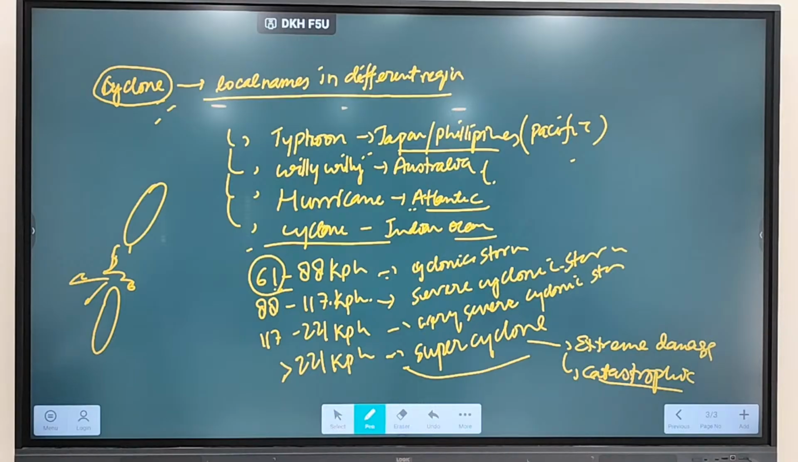Fine. So these are the local names that are given to the cyclones. Typhoon in Japan and Philippines, Willy Willy in Australia, Hurricane in the Atlantic, cyclone in the Indian Ocean. And these are when we are going to call it a cyclone, very severe cyclone, or super cyclone. Fine.